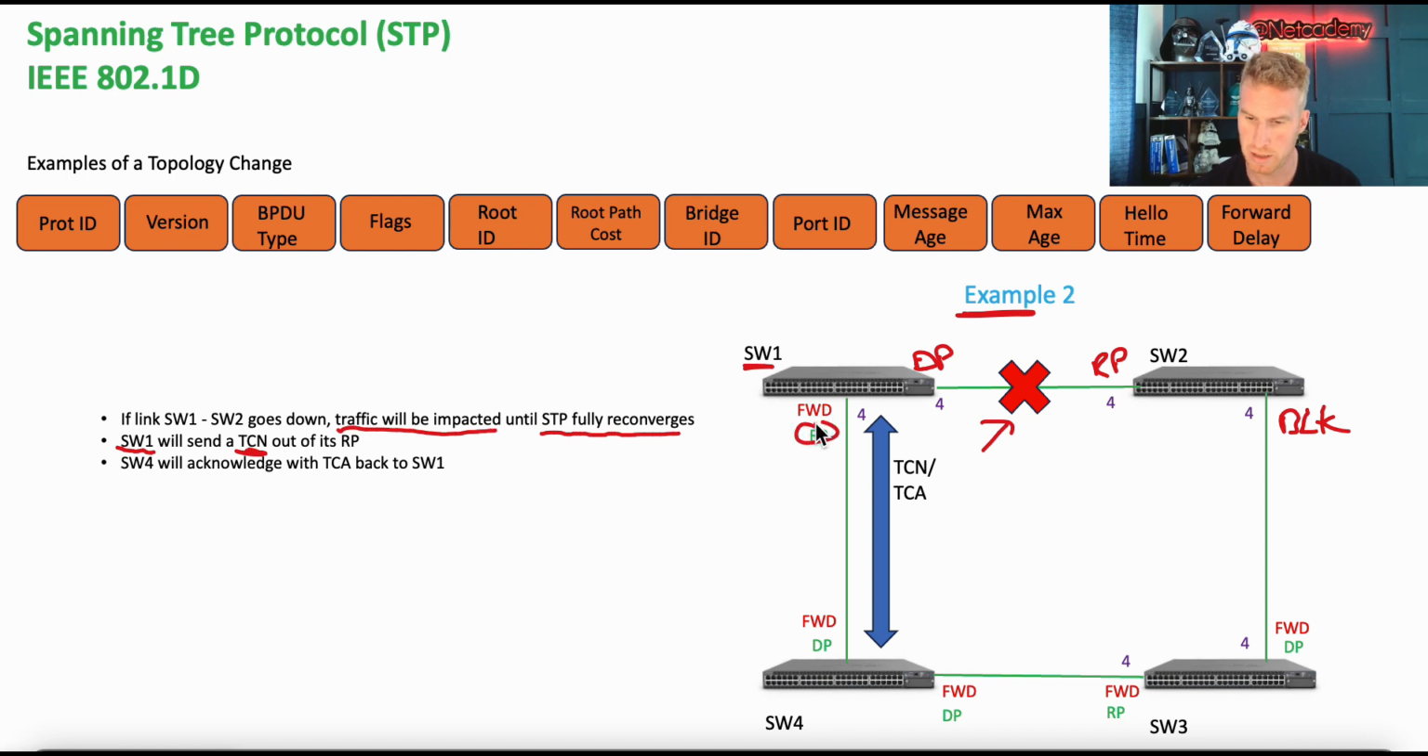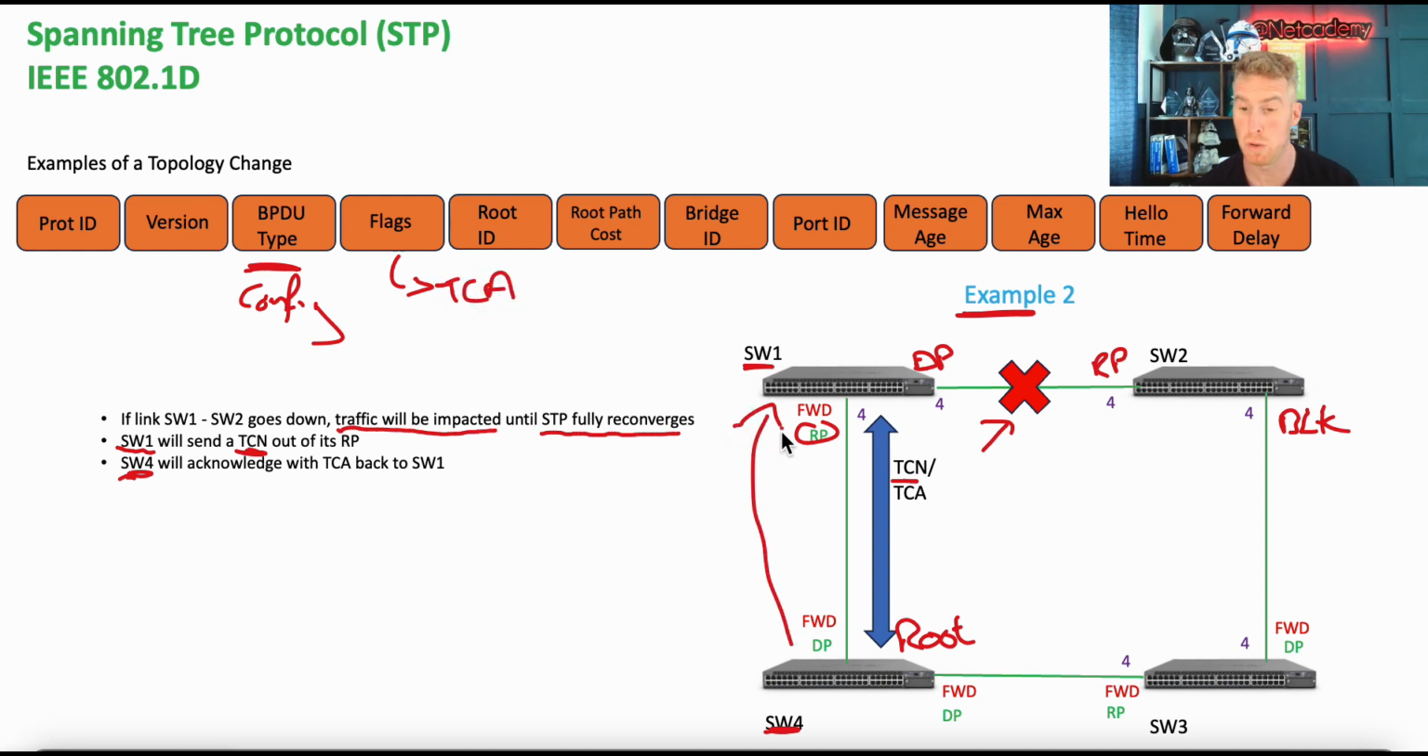And it just so happens that the next switch along is the root bridge itself, SW4. When SW4 sees that topology change notification, it will change the BPDU type to be a config message, and as we know now, the flags will have that TCA, the topology change acknowledgement, set, and then it will send that back to SW1. Hey, I'm the root bridge, SW1, I've seen your topology change notification and I am now acknowledging that.